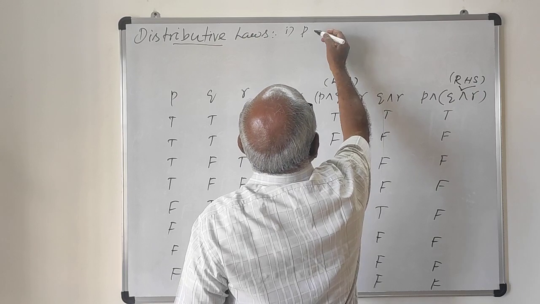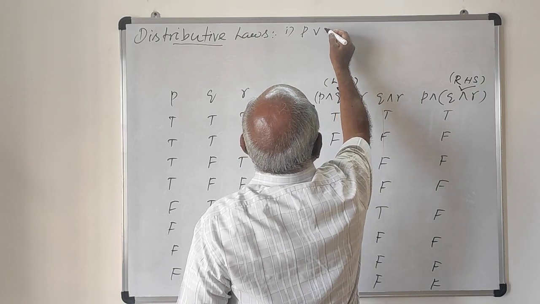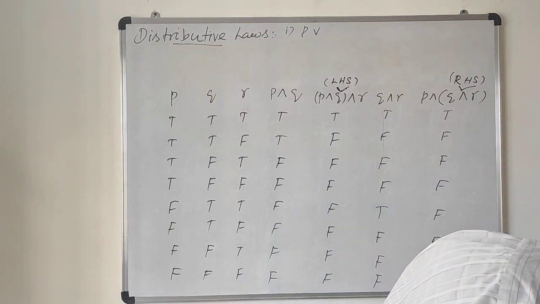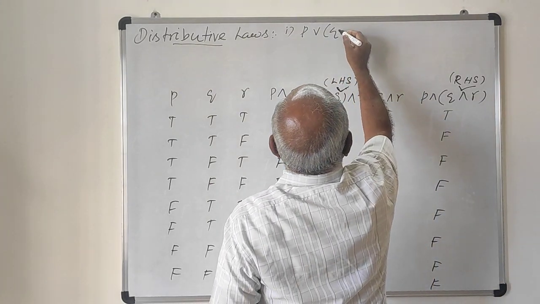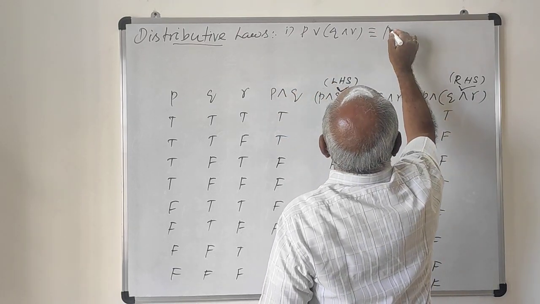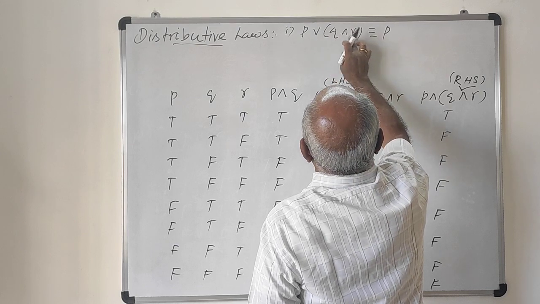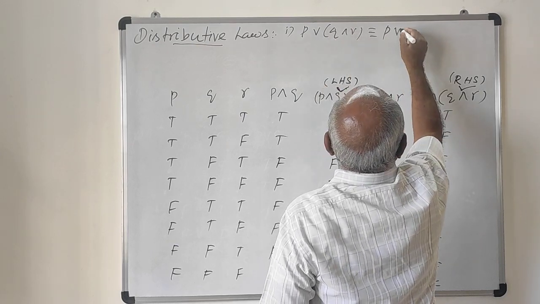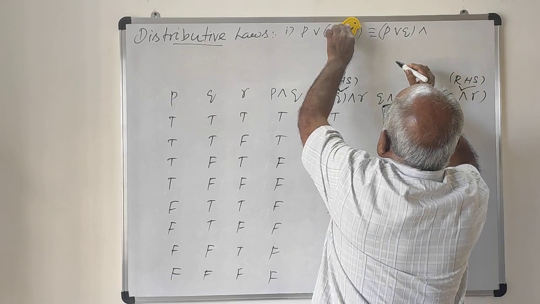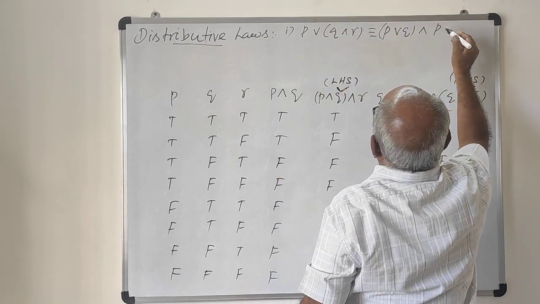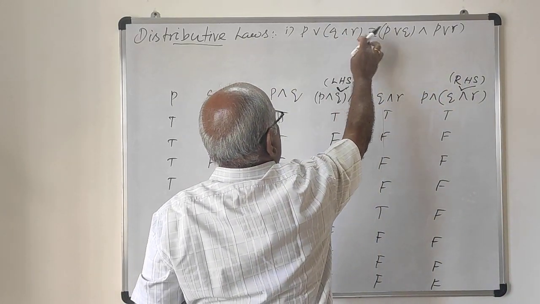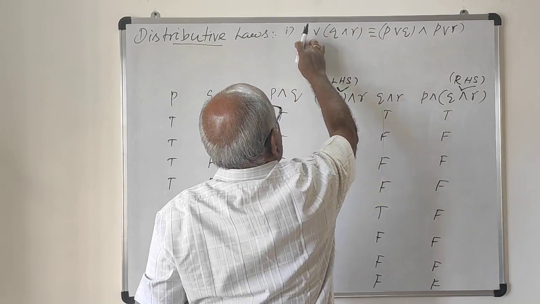P disjunction Q conjunction R is equal to P disjunction Q conjunction P disjunction R.